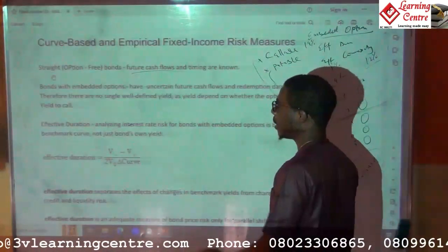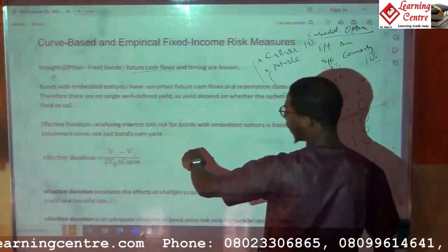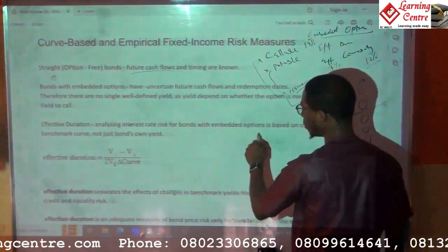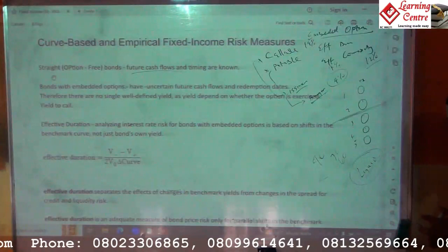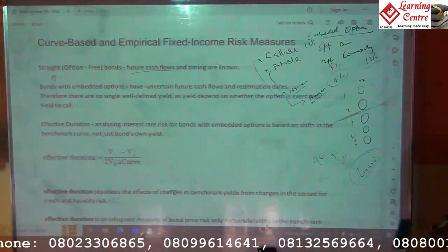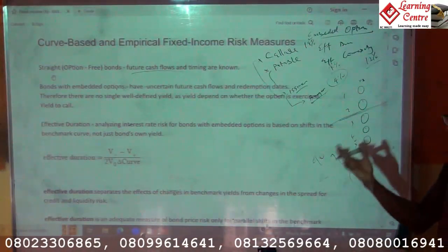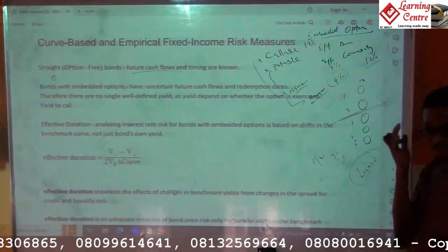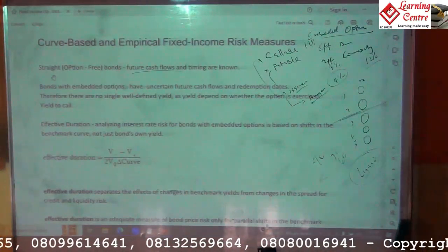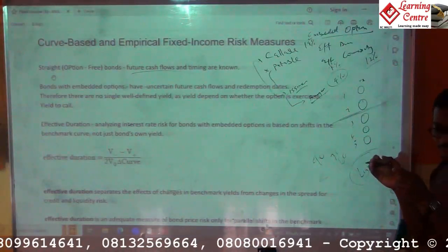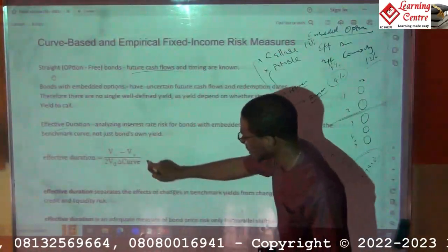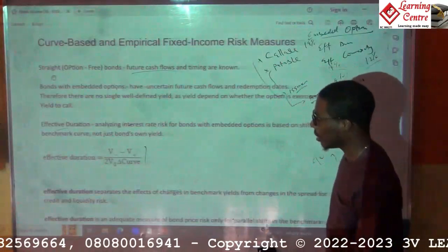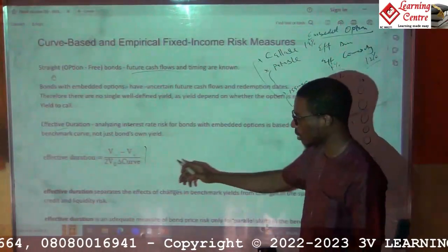Effective duration: analyzing interest rate risk for bonds with embedded options. We are moving from the duration that looked at bonds that don't have options. Anytime we put in front of you a bond that has options, what are we looking at to measure its sensitivity to interest rate? Effective duration. And what is the formula for effective duration? (V- minus V+) divided by 2V0 times the change in yield.